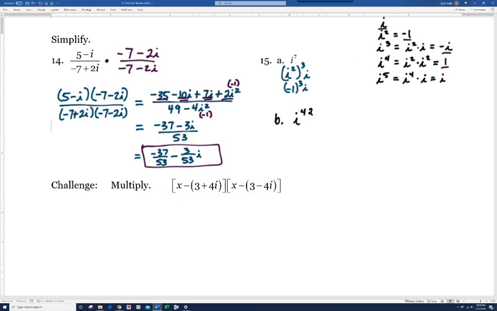We know when we multiply an odd number of negative 1s, we're going to get negative 1. Or when you multiply 3, you're going to get negative 1. So we're going to get a minus i here.